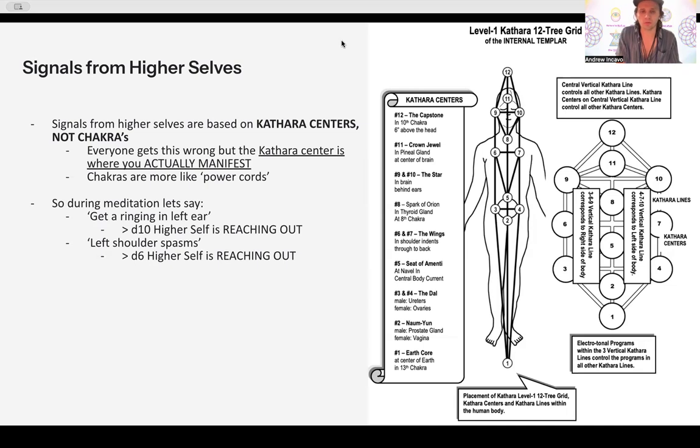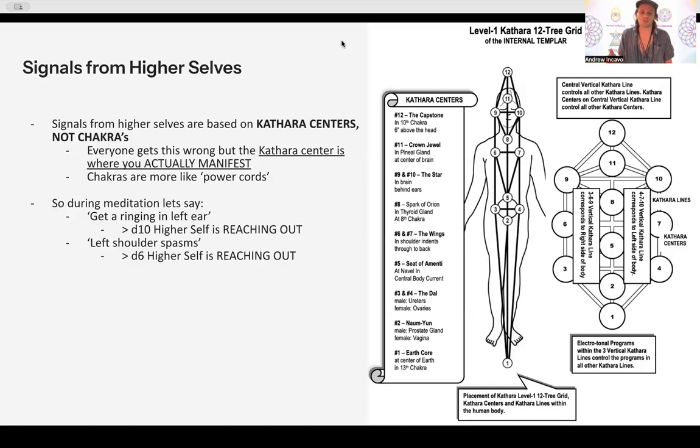So if you are receiving a signal from your higher self, like let's say you go into a meditation and then maybe you feel a twitch on your left shoulder, right? If you look at the chart here, that correlates to your seventh dimensional kathara center. So that means if your seventh higher self wants to talk to you, they're going to give you a Zoom call. They're going to call your cell phone, and what is that going to look like in your morphogenetic field? That is going to look like, oh, I got a twitch in my left shoulder. If it's your right shoulder, that's going to be your sixth center per this chart here. And these are the kathara centers. This is where the energy is manifested in your body, right? This is not for debate. This is law of one.